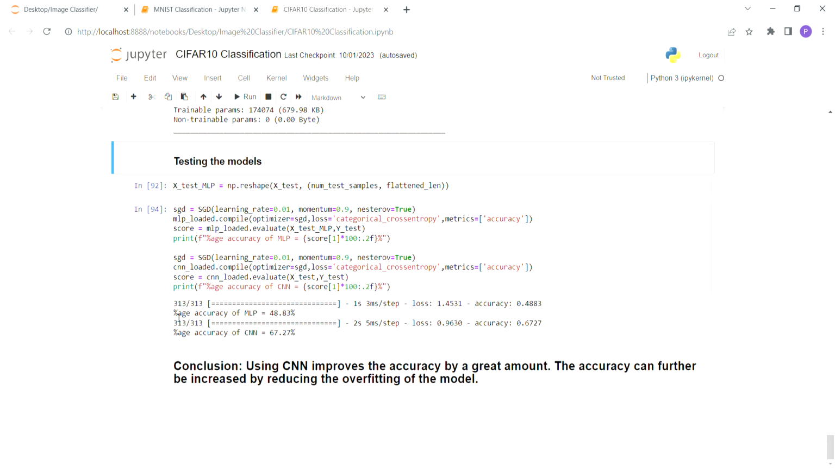On testing, we can see that the percentage accuracy of MLP on the test data comes to 48.83%, while for CNN it comes to 67.27%. So we can conclude that using the CNN, we can improve the accuracy by a great amount, and this accuracy can be further improved by reducing some overfitting in the CNN, which might be the case here, and further we can use more advanced techniques as well, which are available these days.